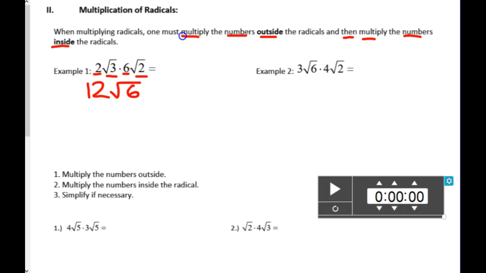Was that hard or easy? Okay, should be. Not too hard. However, there might be a last step, and your last step is going to be, if you can reduce it, reduce it. What are the factors of 6? 2 and 3, okay? Are there any pairs? Okay, so we're actually going to leave it as 12 square root of 6, since there's no pairs.